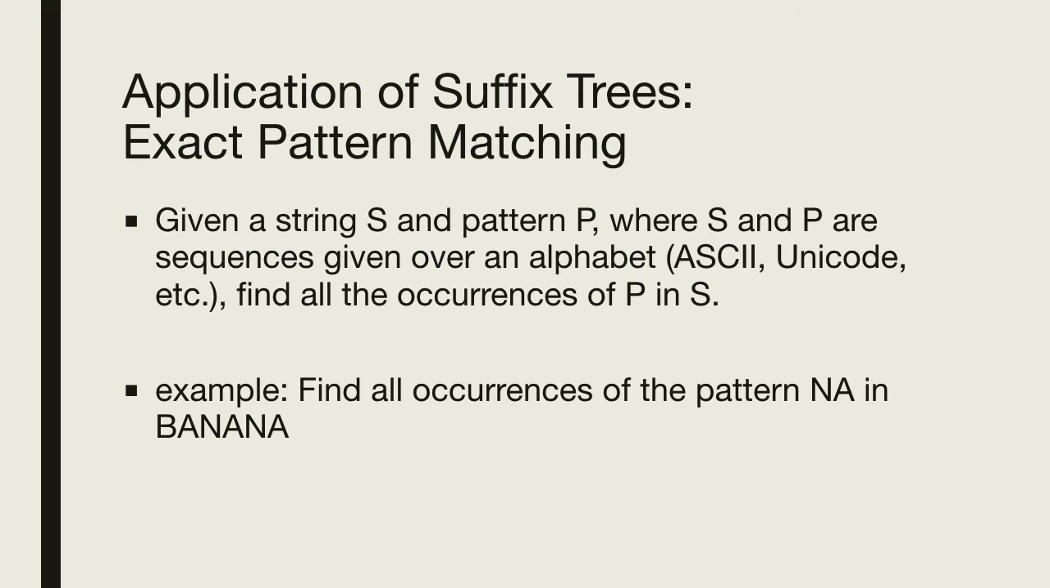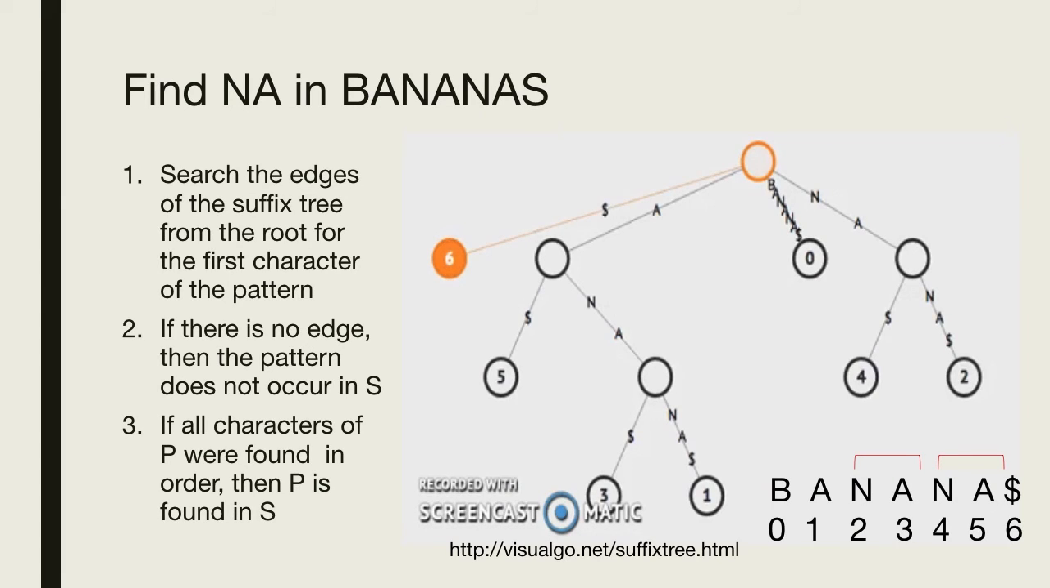One of the most common problems used with suffix trees is the exact pattern matching problem. For example, given a string S and pattern P, where S and P are sequences given over an alphabet, either ASCII, Unicode, etc., find all occurrences of P in S. The solution is to first start from the root and then search all the edges of the suffix tree from the root for the first character of the pattern. If there is no edge, then the pattern does not occur in S. If all the characters of P were found in order, then P is found in S.